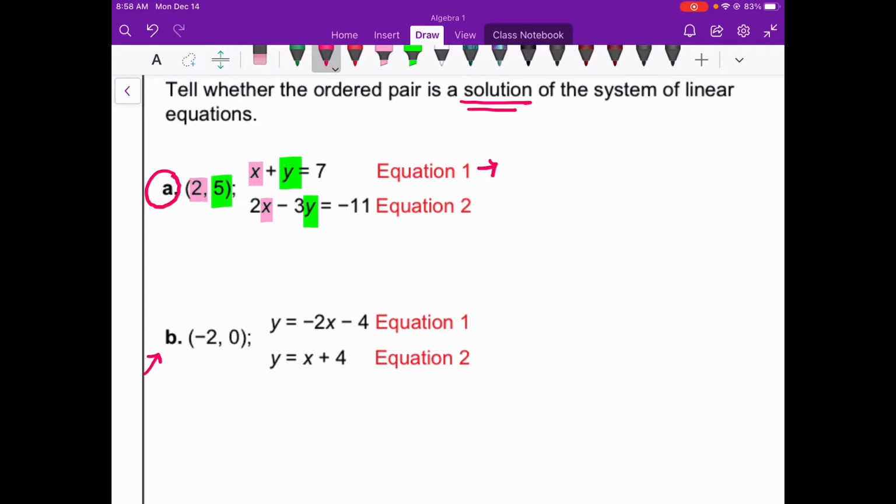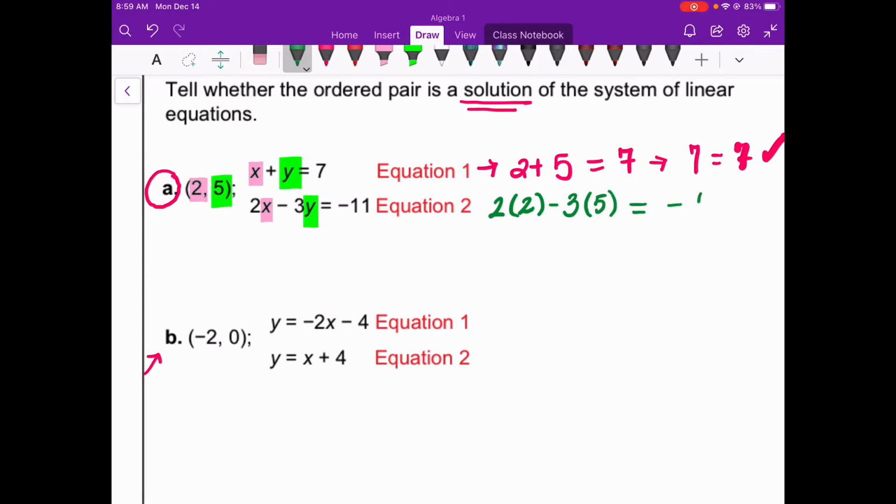So for the first one, 2 plus 5 equals 7. 2 plus 5 is 7, so 7 equals 7, and that works out nicely. That's a true statement. In the second one, we have 2 times x, or 2 times 2, minus 3 times y, or 3 times 5, is equal to negative 11. When you simplify, that's 4 minus 15, which is negative 11, equals negative 11. So this is also a true statement, and therefore (2, 5) is a solution to the system.